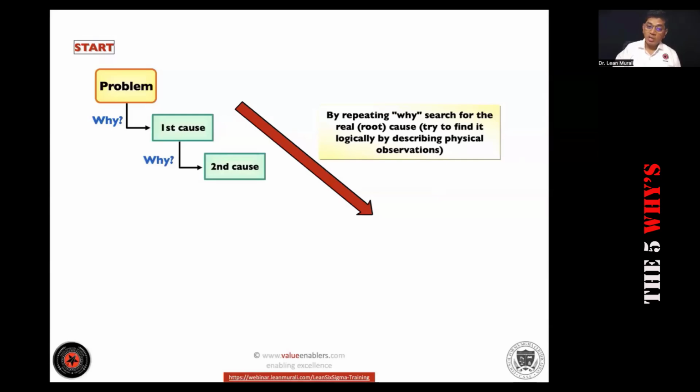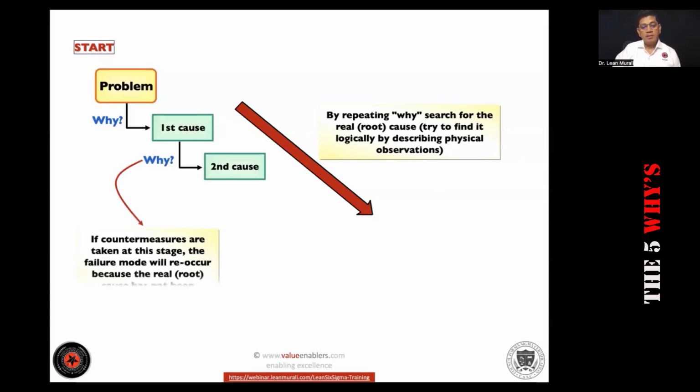Why did the first cause happen? Then this is the second cause. Then see here. If the countermeasures are taken at this stage, the failure mode will reoccur because the real root cause has not been identified and eradicated.